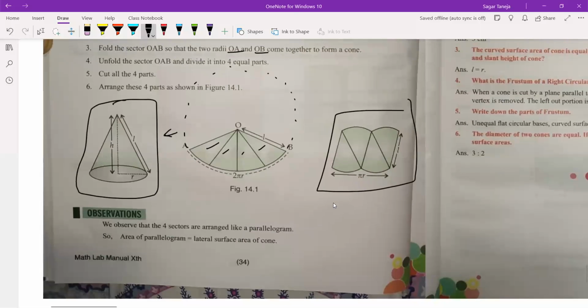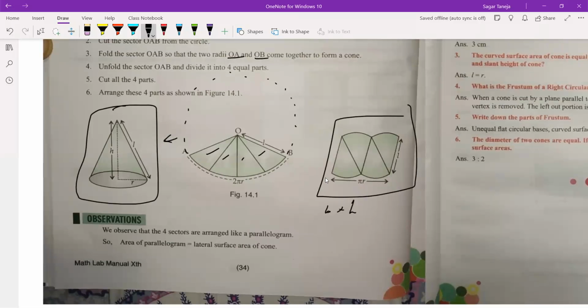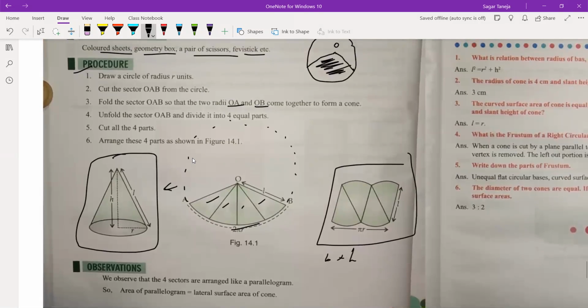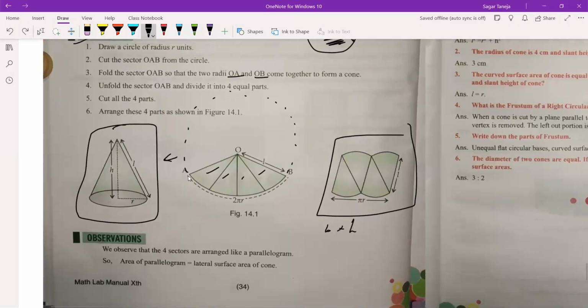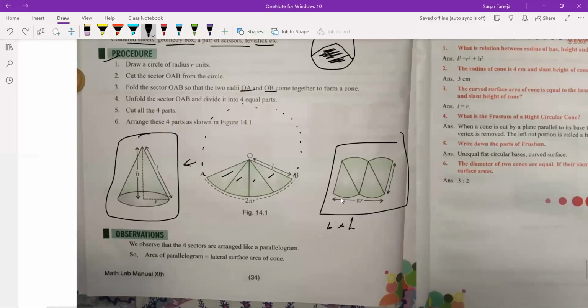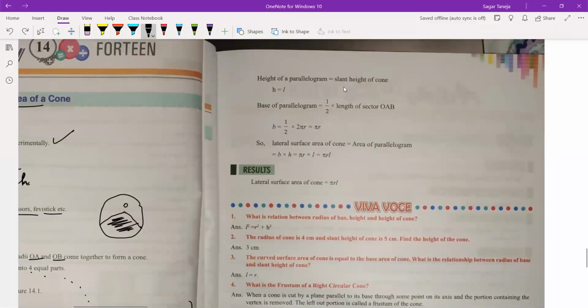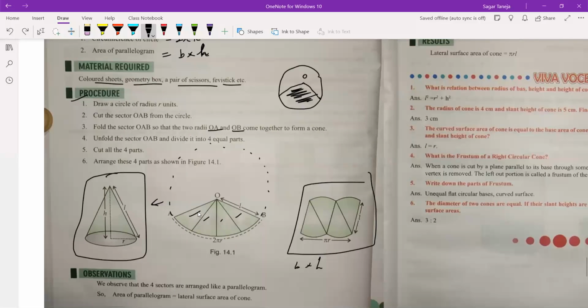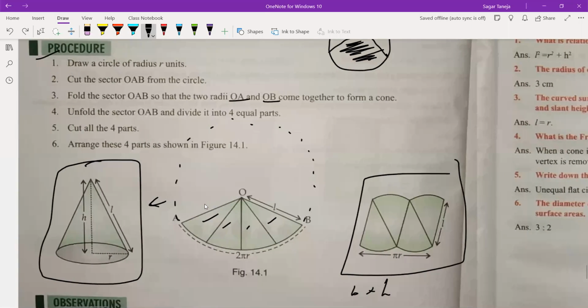Now area of parallelogram is base multiplied by height. And look here, what is the base here? See, this full is 2 pi r, and this is pi r. Now look at one thing. If you fold this sector from AO and OB so that they come together, then this will become the slant height of the cone. And this will be the perpendicular height, which is h, different from the slant height, and this is the radius r.